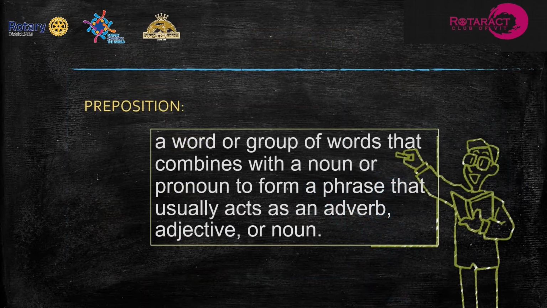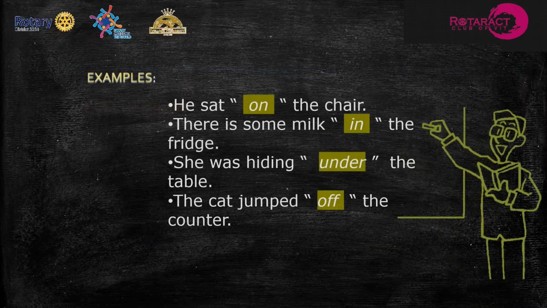Now let's learn about preposition. A word or group of words that combines with a noun or pronoun to form a phrase that usually acts as an adverb, adjective, or noun is called a preposition. For example, he sat on the chair. There is some milk in the fridge. She was hiding under the table. The cat jumped off the counter. Now here in these sentences, the prepositions are on, in, under, and off.